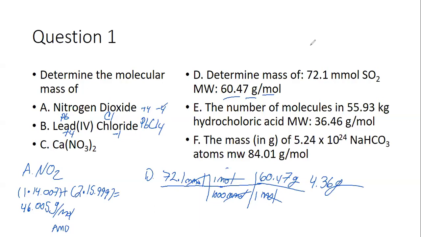Once you have that down, getting the weights is relatively easy, right? You just look at your periodic table. Lead is 207.2 plus now 4 chlorines, right? So 4 times chlorine is 35.453. And so lead chloride is 349.012 grams per mole.